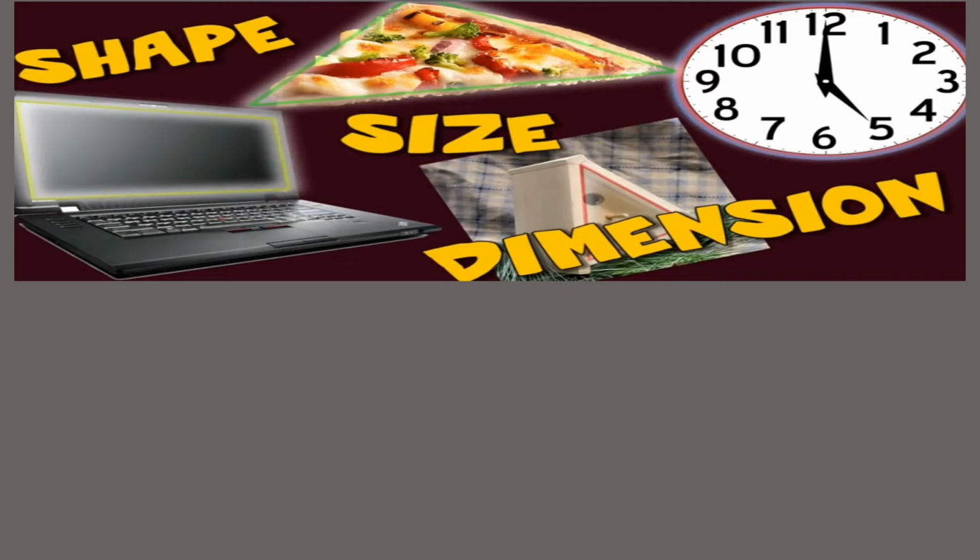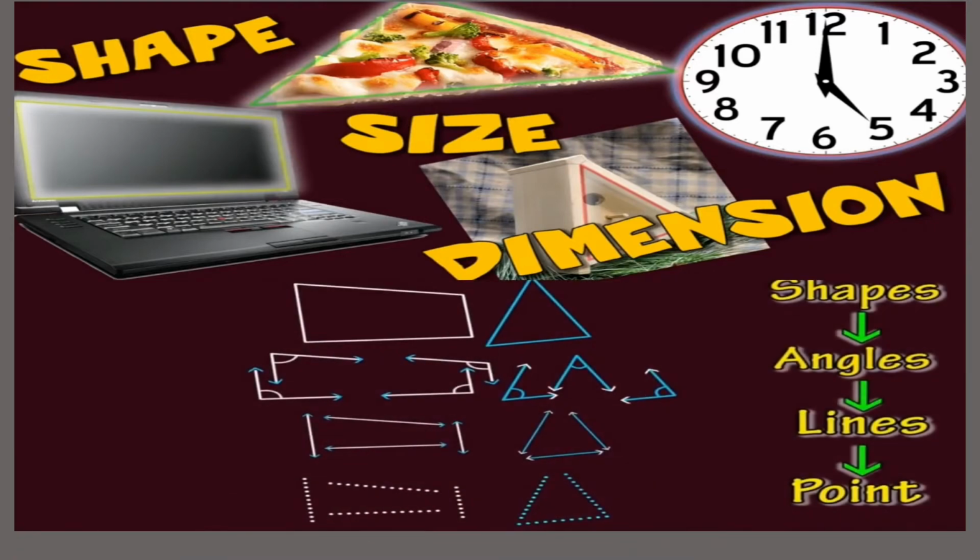You know that a rectangle is formed by 4 line segments and 4 angles. Similarly, a triangle is formed by 3 line segments and 3 angles. Thus, in our surroundings, we can see some basic concepts of geometry in all things. That is, point, line segment, ray and angles.